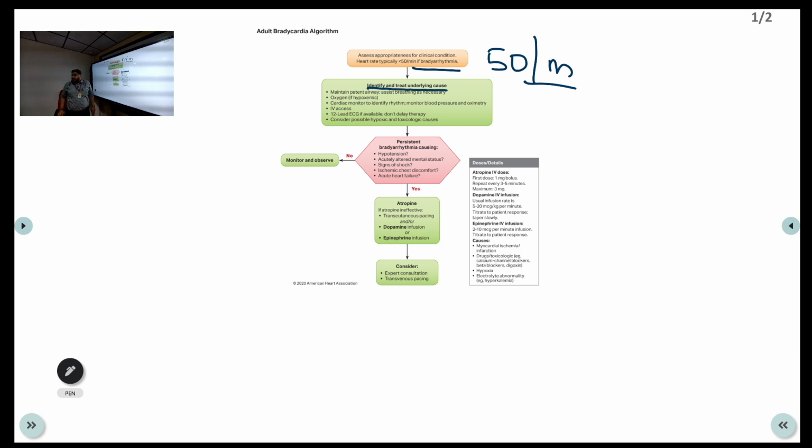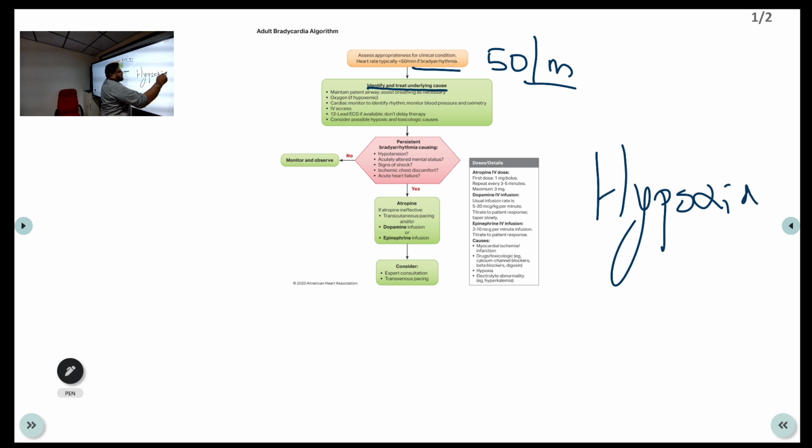You have to look at why this patient is having bradycardia. One most important other reason that I have missed is hypoxia, another very common cause for bradycardia. Suppose there is hypoxia, the first thing that you can have is bradycardia. You can have desaturation, hypoxia, bradycardia.